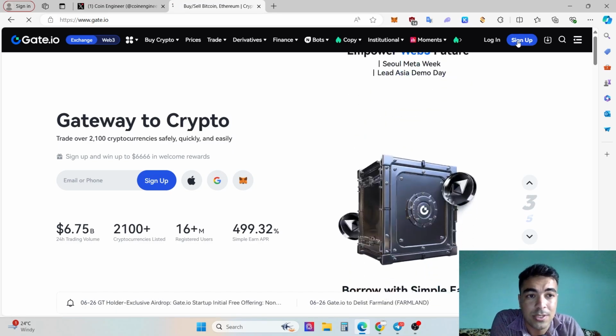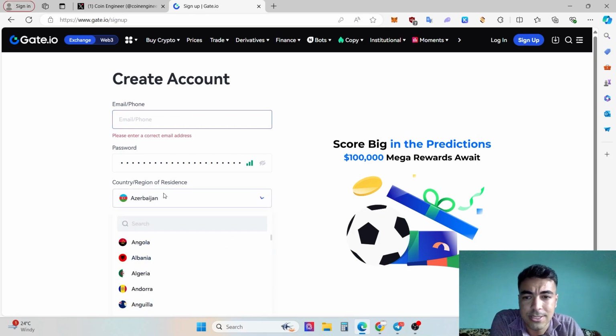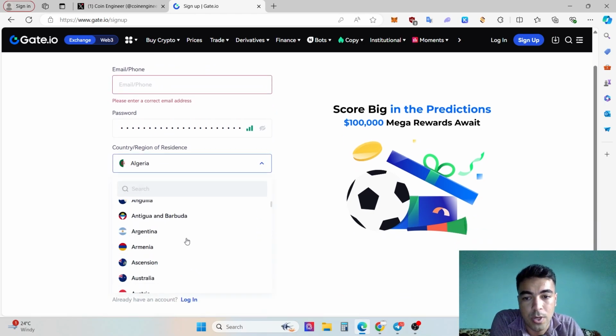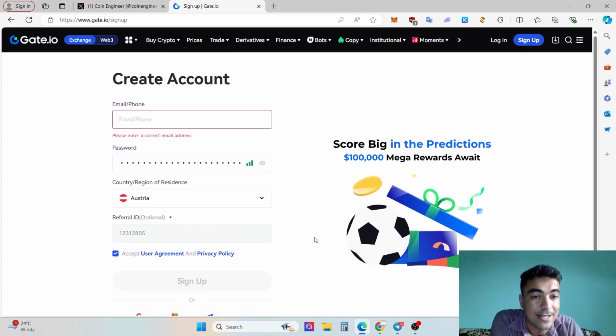First of all, you need to click the sign up button, put in your email or phone, then choose your country, which one you are a citizen of, and then if you have a referral ID, that's optional. You can put it in or not, as you want, and click accept, and that's it. After passing KYC verification, you can be eligible to use Gate.io and its full features.